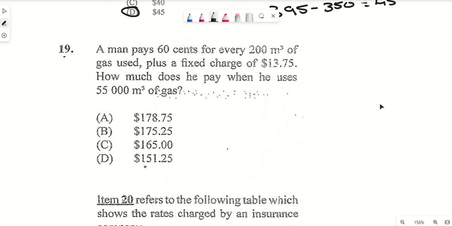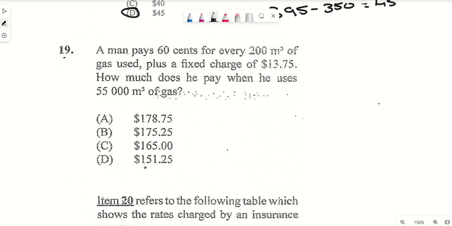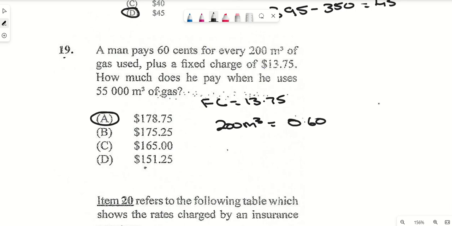Number 19. This question is repeated several times. The one with 75 minutes, the answer is A. But I'll still do it for video reference. They said you have a fixed charge of 13.75. They said for every 200 meters cubed, I told you it's cubed, 200 meters cubed is 60 cents. So it's 200 meters cubed is equal to 0.60, 60 cents, not $60. So remember to put that 0.60.